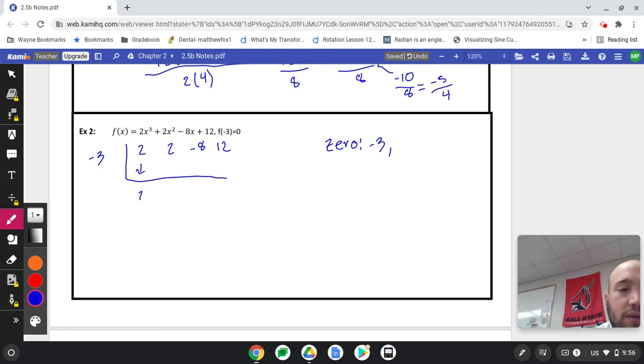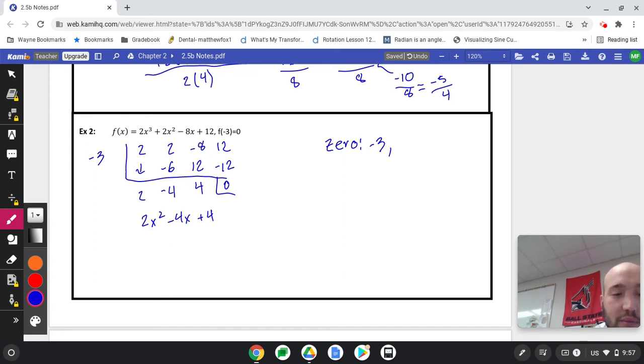Drop that 2. We'll get negative 6. Add down, negative 4. We'll get 12. Add down, we'll get 4. And we'll get negative 12 again. Add down, 0. Okay, so that's good. So we have 2x squared minus 4x plus 4. Once again, this doesn't look easy to factor. Let's just plug it into our quadratic formula.